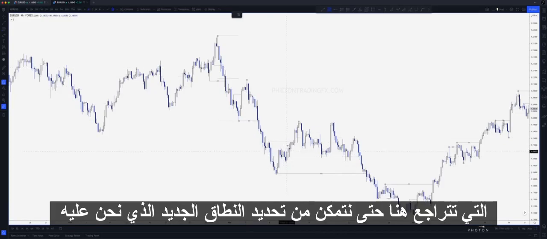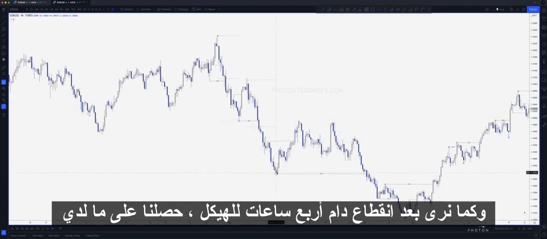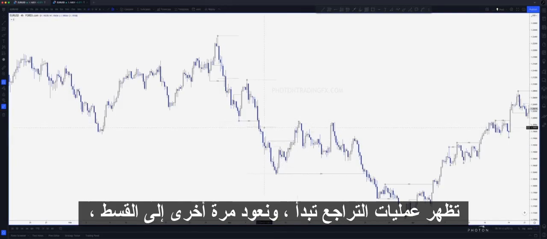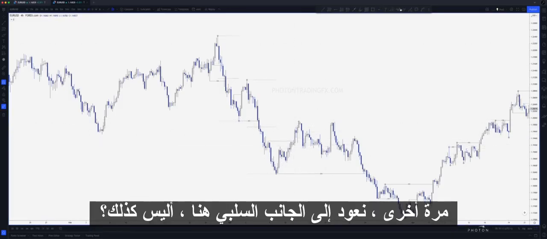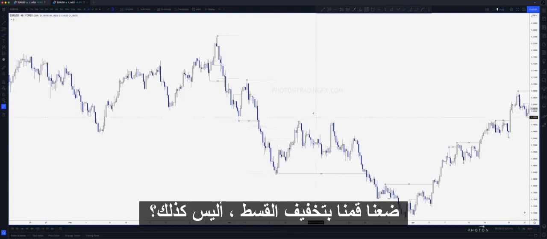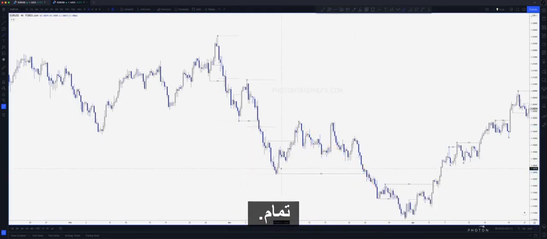Now we start to get that pullback down here, so we can mark out the new range that we are within. And as we can see, after that 4-hour break of structure, we get that minor break of structure to the upside, that change of character to show the pullback's kicking in, and we pull back up into the premium, right? Then we start to get changes of character again, back to the downside down here, right? Showing us that potentially that is the lower high in place. We've mitigated the premium, right, the EQ, and now we're ready to go and run this week low, okay?